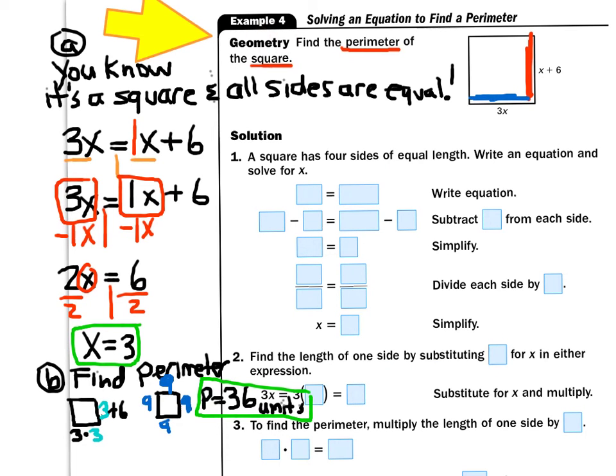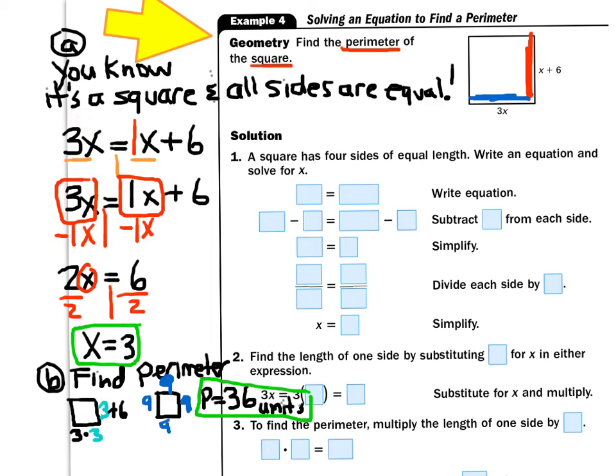Okay, these are really fun. It's using geometry and algebra. So they want us to find the perimeter, keyword, underline it, of the square, keyword, underline it, okay? The first thing you should know is that if it's a square, all the sides are equal. So I showed you the height in red is x plus 6, and the base in blue is 3x. Well, if it's a square, then they have to equal each other, and that's how we set up the equation.